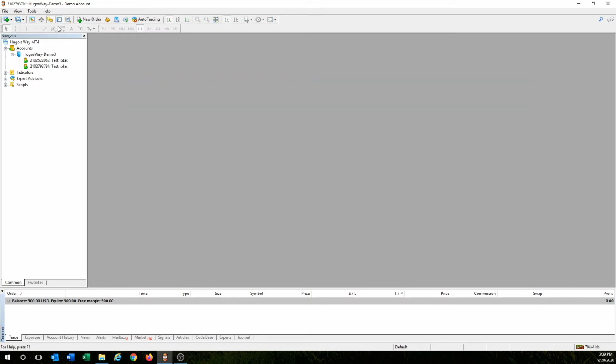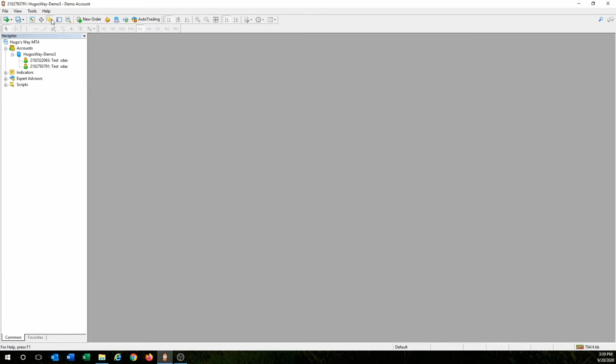So back to this window here. I'm going to close this terminal tab. We were talking about this tab right here, the navigation tab. See how it lists our different accounts here? I'm going to show you another way to create a new demo account.